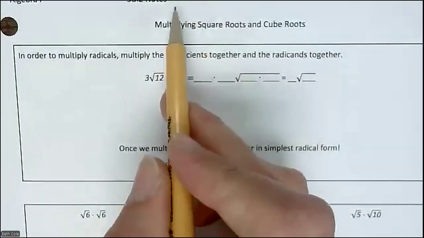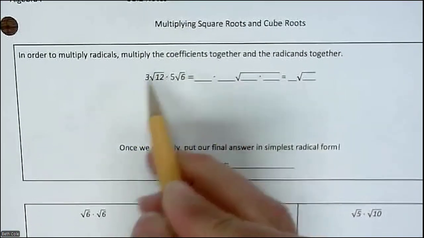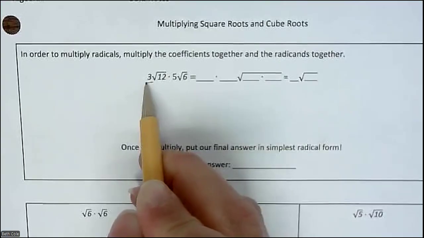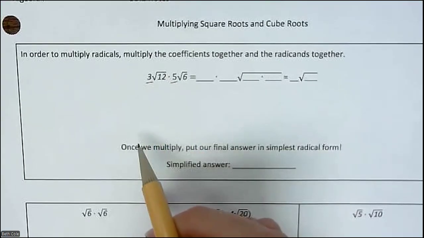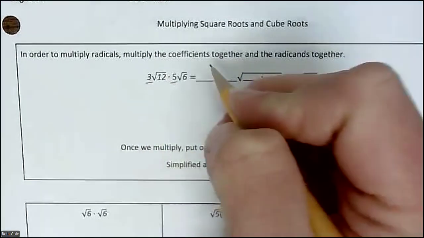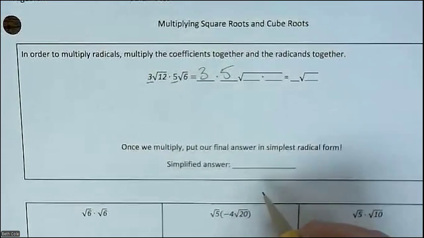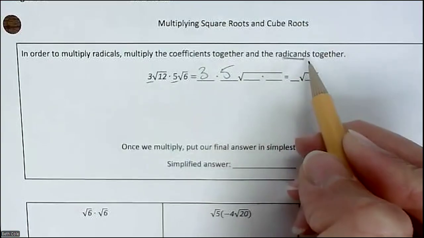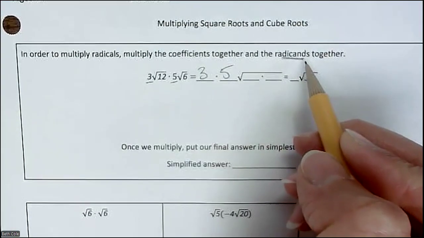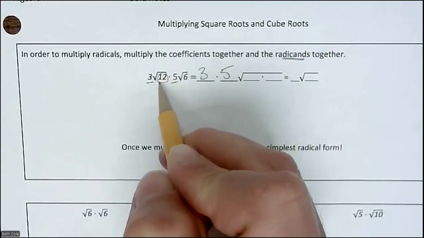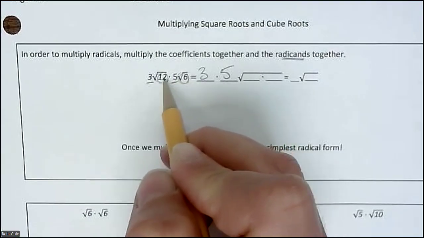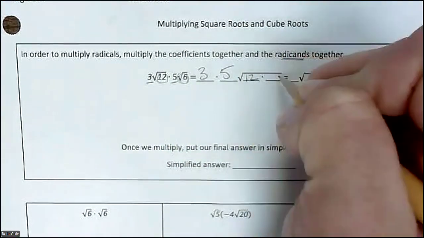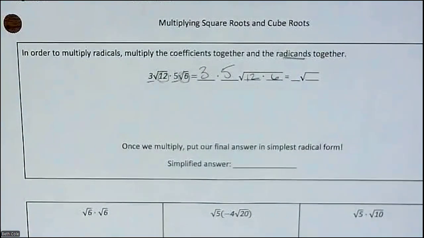All right, multiplying. You're going to multiply the coefficients. So looking at this, do you see how we have a 3 and a 5? Let me finish this and then I'll get to you. So you're going to multiply the 3 times the 5. And then you're going to multiply the radicands. Again, I don't really use that word so often. It's just the stuff that's underneath. So that would be 12 times 6. Do you see those there? Those are the parts underneath. So you're just matching up the parts that are outside with the parts that are underneath. Okay.